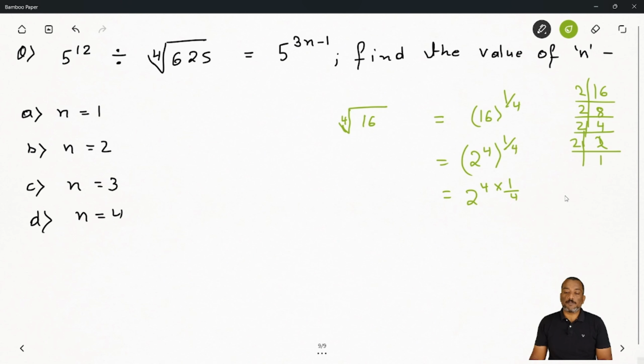So which means we can say 2 to power 4 times 1 over 4. So you can apply the power law. So you will get this 4 and this 4 will get cancelled. So which means 2 exponent 1, or 2 to power 1. So same thing you have to apply here, fourth root of 625. So this is your hint. Okay, so hope you understand and you can solve this question.